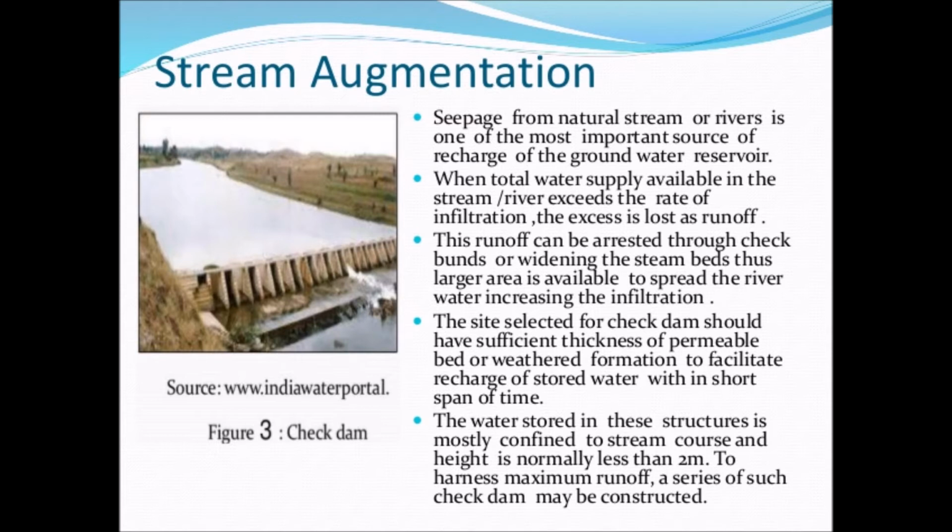Okay, so in this particular method, the check dam is normally of a height of less than 2 meters, and a series of check dams will be constructed in that particular runoff area, that means that particular stream, and we simply save that water. Obviously there will be some infiltration into the ground, and there will be an increase in your groundwater. This is also one of the methods of artificial recharge.